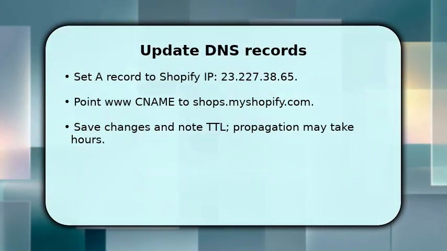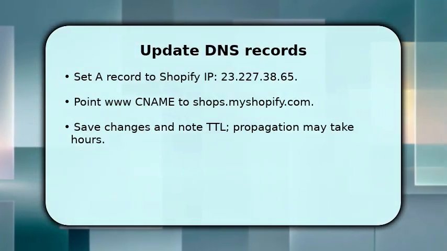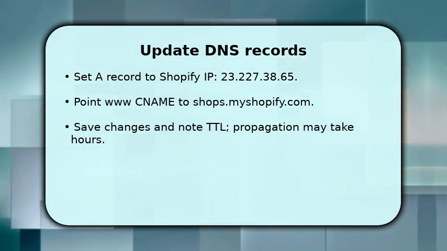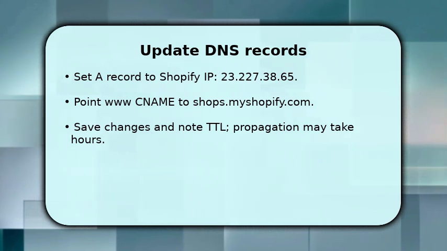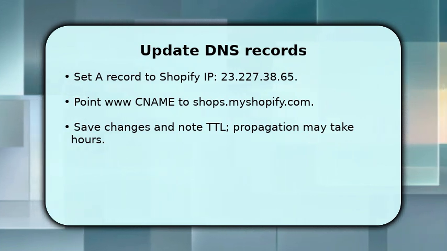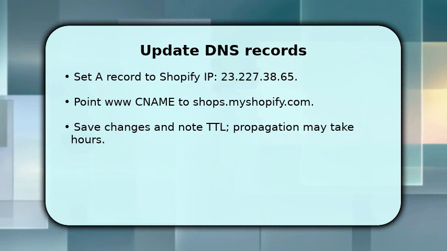Now update the DNS. Change the domain's A record to Shopify's IP address and set the www subdomain CNAME to shops.myshopify.com. You'll enter values exactly as shown and save. Some registrars label A as host or address and CNAME as alias.